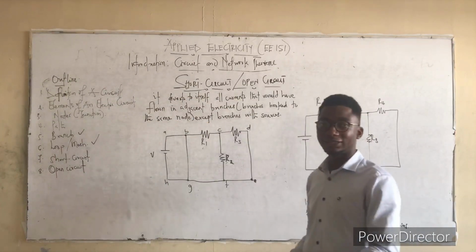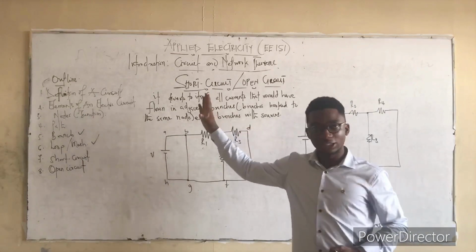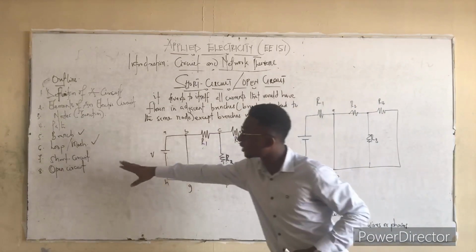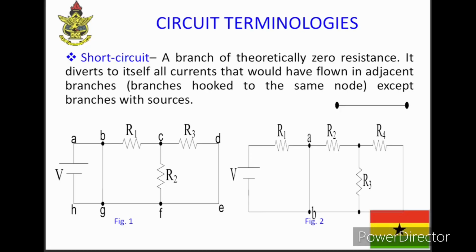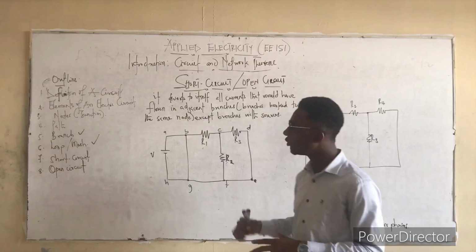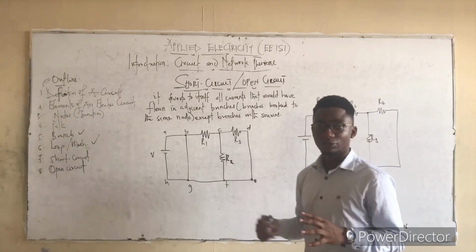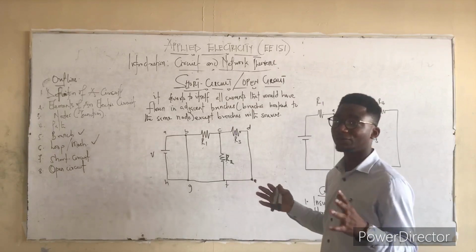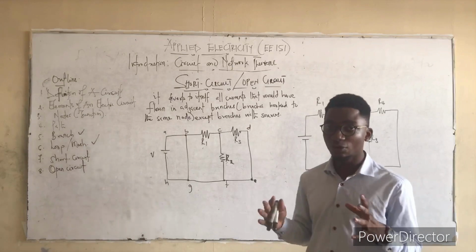Okay, so in this lesson two, we are still at the introduction part, but I want to check the last outline, which is the short circuit and the open circuit. I'm using this diagram within a space of 4 to 5 minutes to explain what a short circuit is. Now, when we say short circuit, theoretically, it is a circuit of zero resistance.